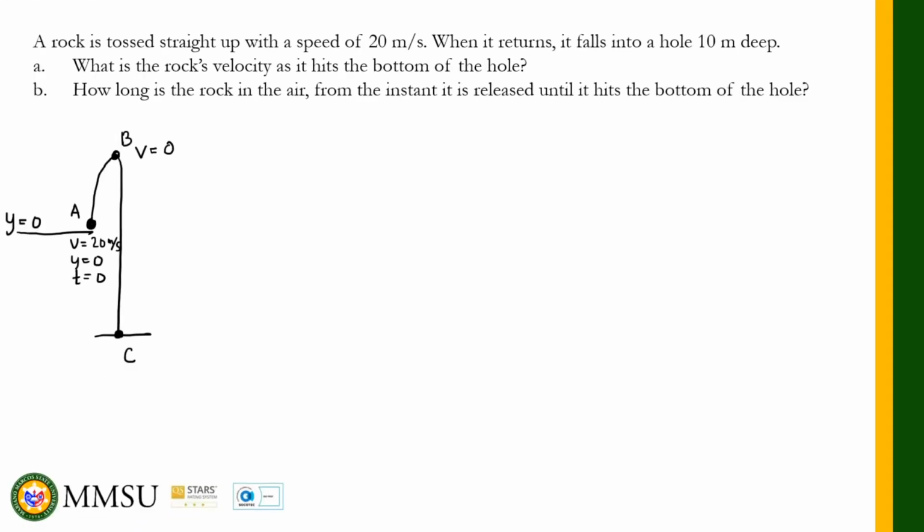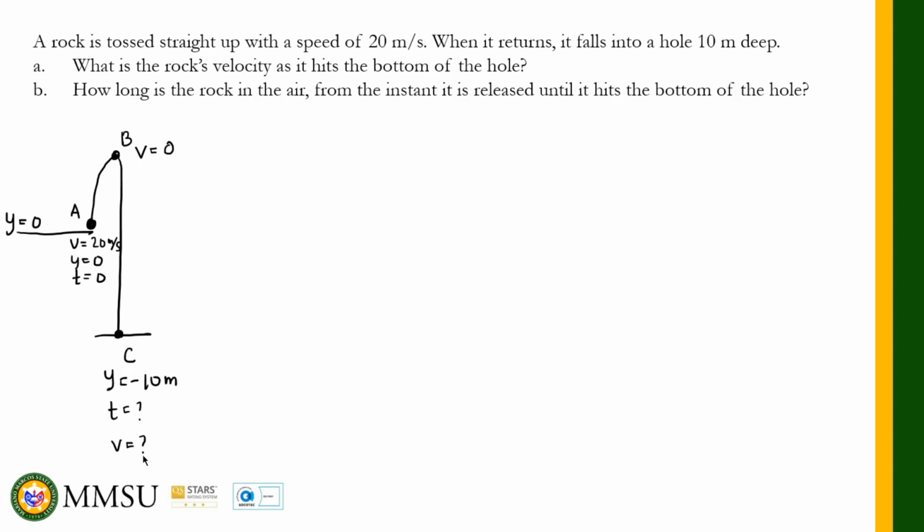What we know here is the position. We know the position of point C. It's 10 meters below the ground. Therefore, y is negative 10 meters. We do not know the time and we do not know the velocity.